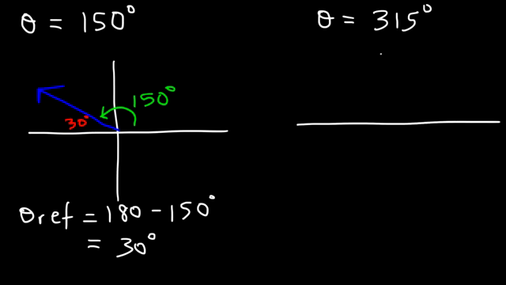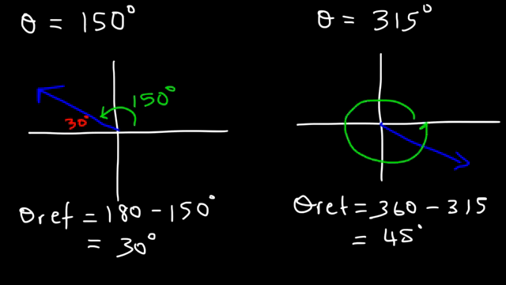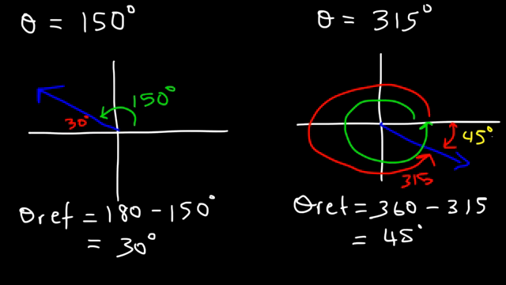Now, on the example on the right, for an angle of 315, that is in quadrant 4. And to find the reference angle in quadrant 4, it's 360 minus the angle in quadrant 4, which is 315. So that's going to be 45. Now, if you want to understand it visually, a full rotation is 360. And this is 315. So then this missing angle here is the difference between 360 and 315. So therefore, that's 45. And that's the reference angle.